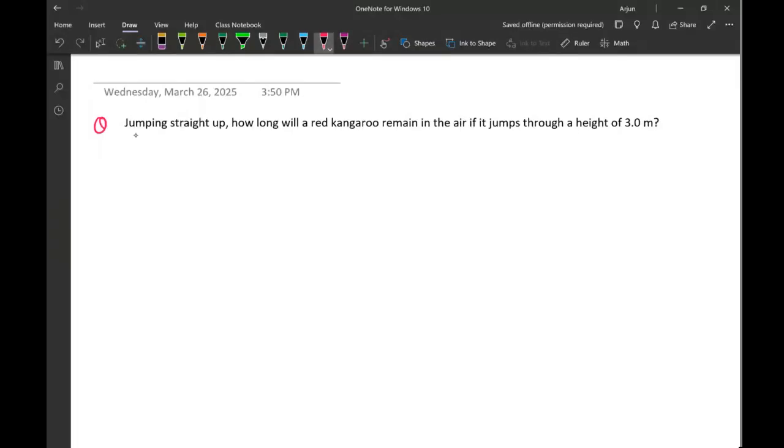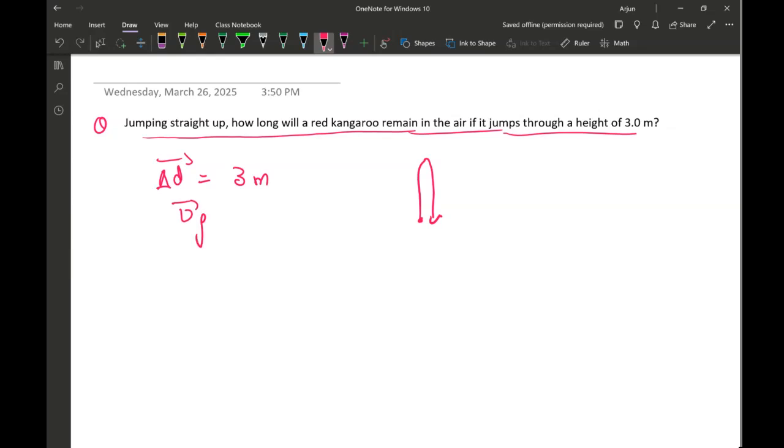In the very first question, you're given a red kangaroo jumping straight up. How long will it remain in the air if it jumps to a height of 3 meters? So it goes up and comes back. We are given delta D in the upward direction as 3 meters. Final velocity at the top will be equal to 0. The g value is negative 9.81 meters per second squared.